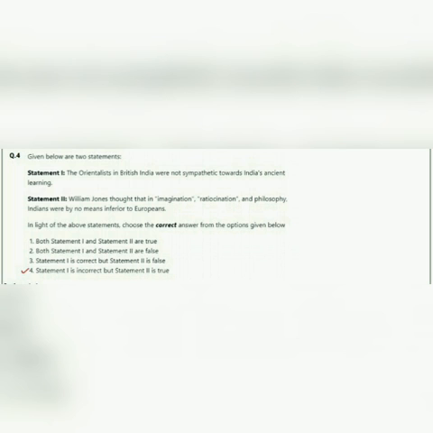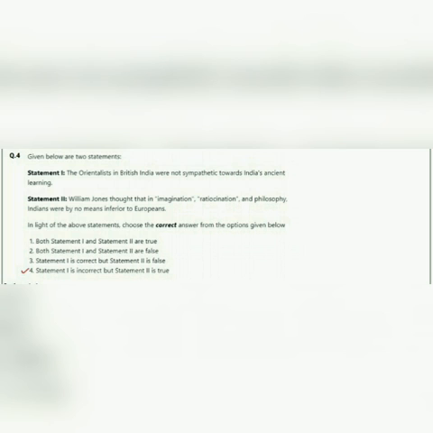Now, William Jones was a scholar of ancient India, particularly known for his proposition of the existence of a relationship among European and Indo-Aryan languages, which he coined as Indo-European. So he was a British scholar who did acknowledge the importance of Indian learning. So statement 2 is correct. He really thought that in imagination, ratiocination, and philosophy, Indians were by no means inferior to Europeans.